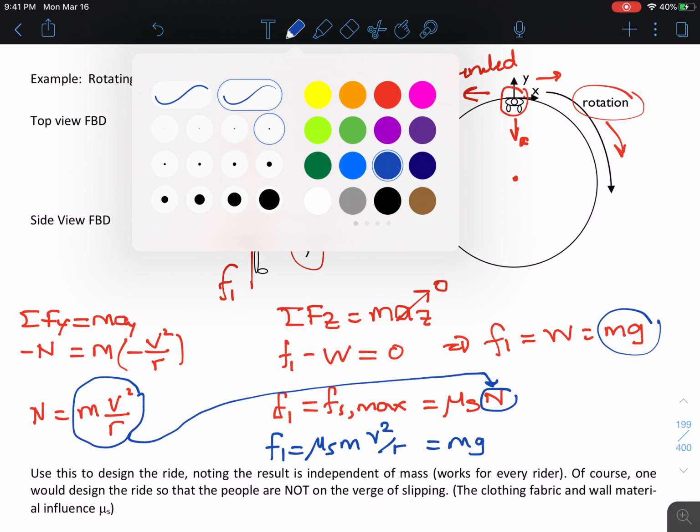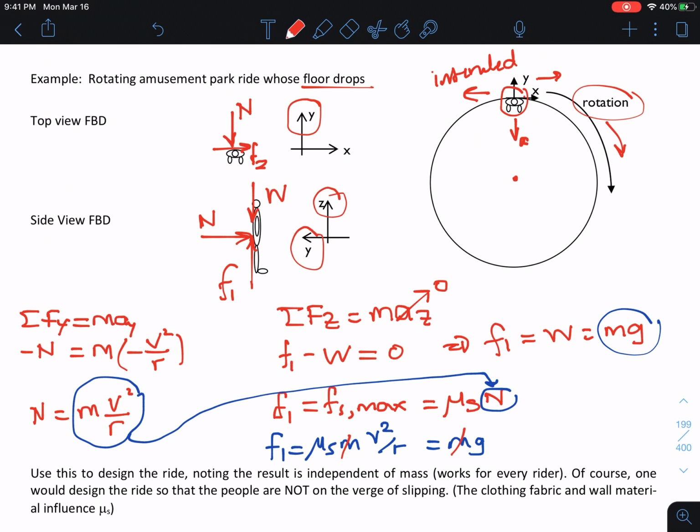Then what I'm getting is masses are going to go away, which is interesting, right? Because it tells you that the mass of the person does not have any effect on this. So you don't have to worry about the person's mass, but if you want to figure out the relation between the velocity or the radius of the chamber, you need to think about the gravitational acceleration, which is constant, right? And it is also related to the static friction coefficient. So this will be the relation.